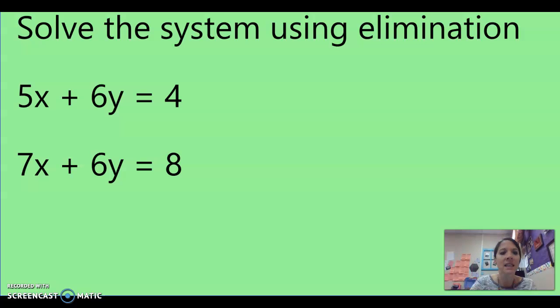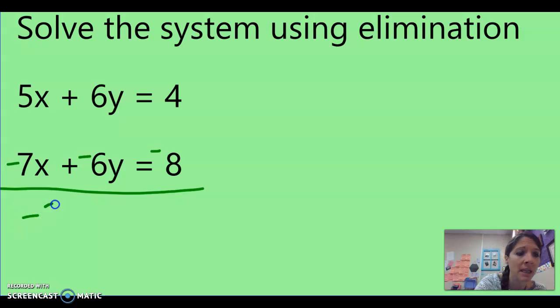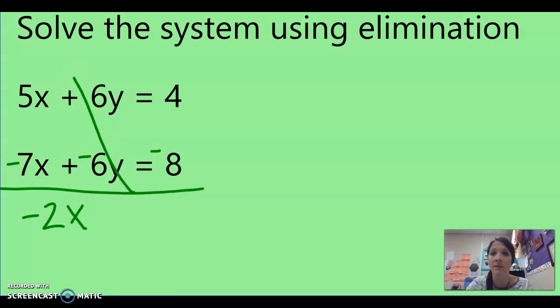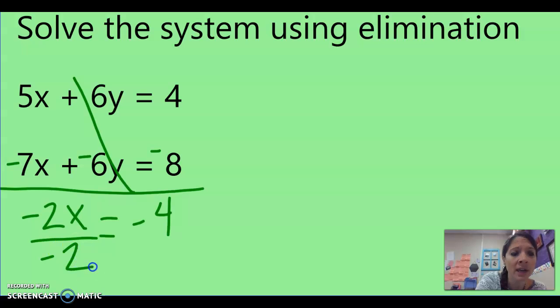Okay, so in this case, I see that the 5 and the 7 aren't going to cancel. However, the 6 is, but they're both positive. So instead of adding, this time I'm going to subtract. Now, when you subtract, you have to subtract everything, okay? Because it's like you're distributing a negative 1 throughout. So I've got a 5 plus a negative 7, which would give me a negative 2x. My 6y's are going to cancel now that I have one positive and one negative. And I've got a 4 minus 8, or 4 plus a negative 8, which would give me a negative 4. When I divide by a negative 2, I get x equals 2.